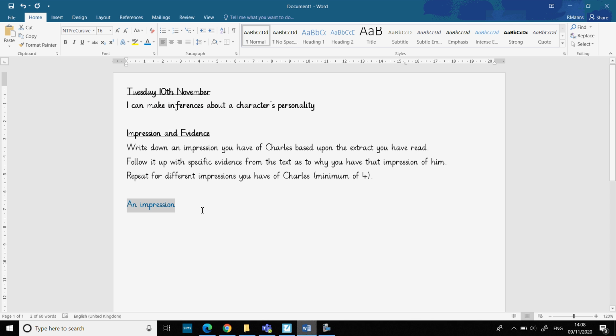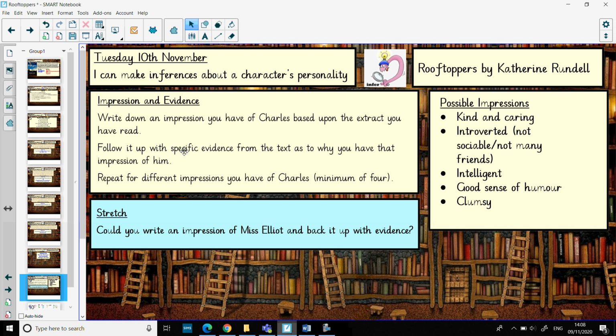Just doing a different colour. Impression I have of Charles. An impression I have of Charles is that he is kind and caring. So that's my impression, and I've taken that from over here. Now what I have to do is back it up with evidence.